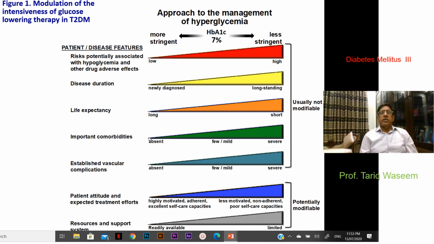Someone who has no other cardiovascular disease factors, you may be a bit lenient about his control. But if there are multiple risk factors, like he's having hypertension and along with that dyslipidemia or other risk factors, then you possibly have to go for a tighter or stricter control.